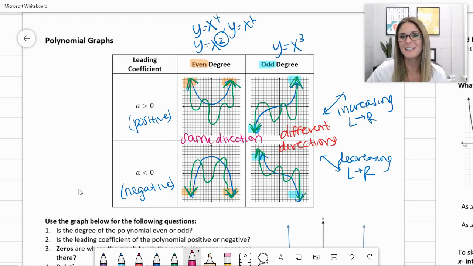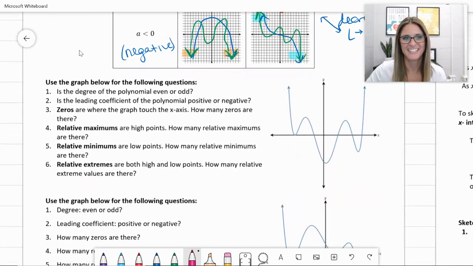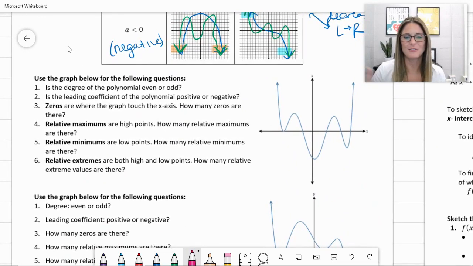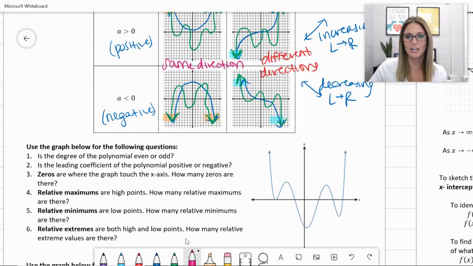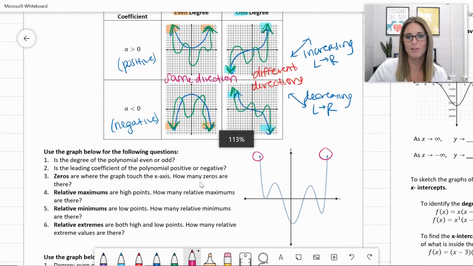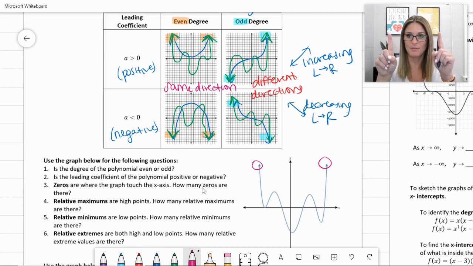All right, so let's look at some examples. Come with me. Use the graph below to answer the following questions. Number 1, is the degree of the polynomial in the graph even or odd? You can use the chart above, but really all I need to consider is my arrows. On this graph, both arrows are pointing up. They're going the same direction, and they're both going up. Since they're going the same direction, it's an even polynomial.